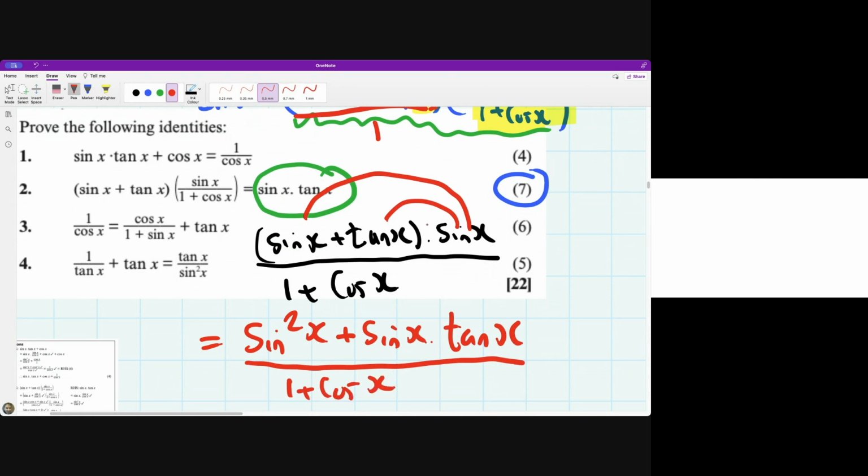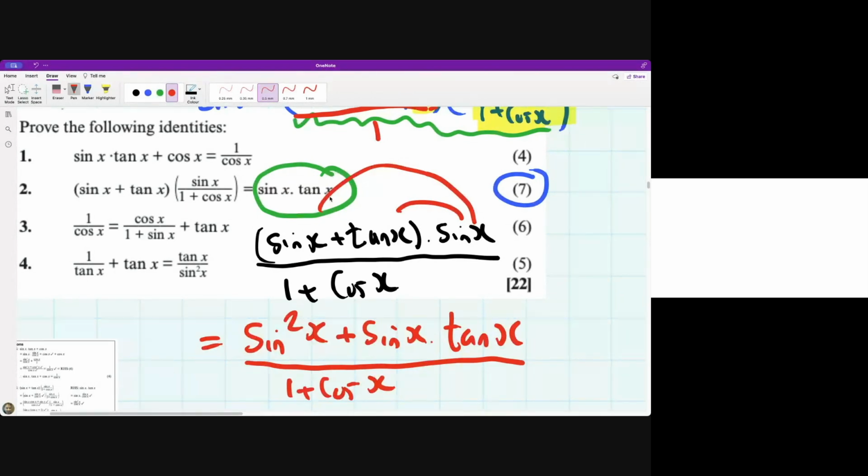Now that was tricky because we're so used to seeing the sine x on this side, which would have been completely fine, but it also works if you multiply from this side. And again, give me a thumbs down if I've lost you there. Give me a thumbs up if you're still with me.